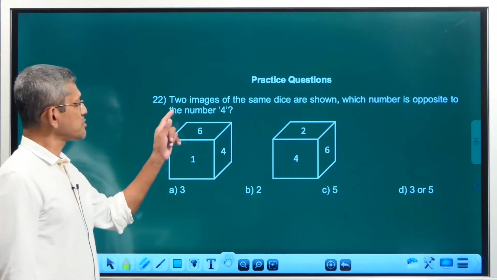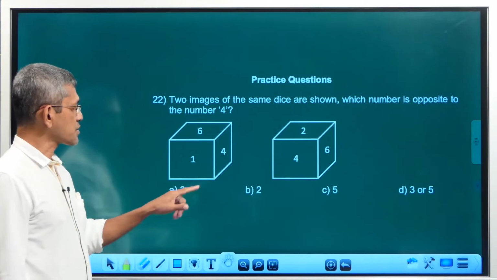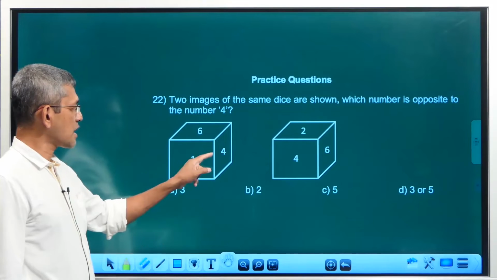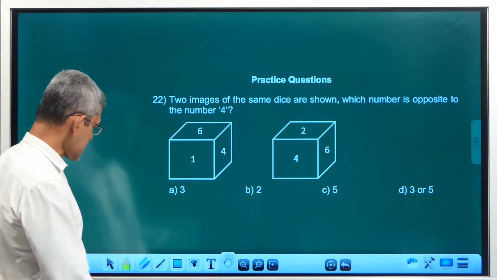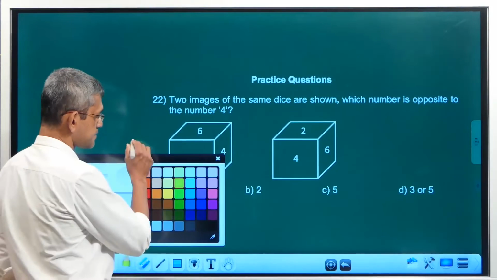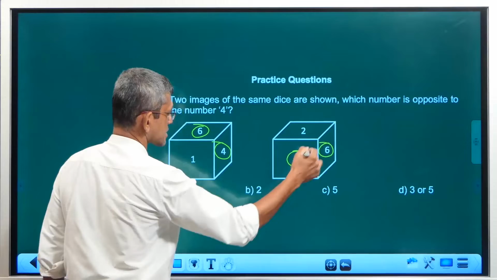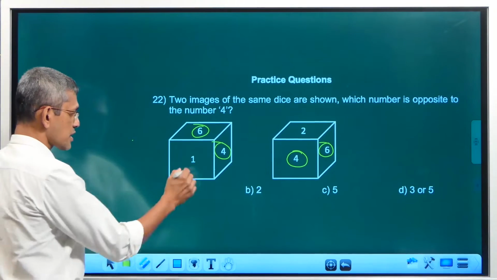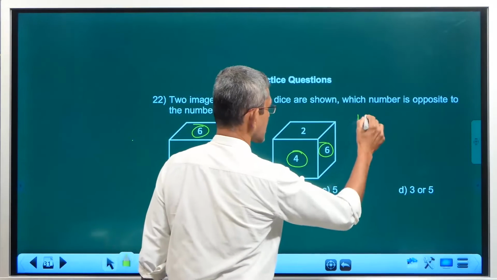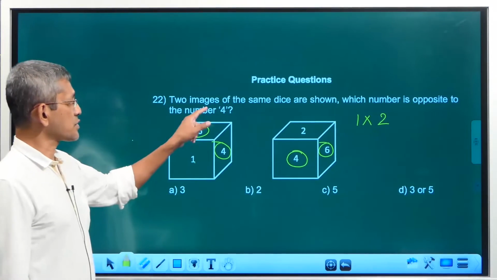Next one. 2 images of the same dice are shown. Which number is opposite to the number 4? So which is opposite to 4? Here we have 4 and 6. Okay, 4 and 6 are common. Alright, that's interesting. So 6, 4. And here 4 and 6. So 4 and 6 are 2 common numbers. That means we know that 1 must be opposite to 2. Okay, rule number 3. 1 must be opposite to 2. Perfectly alright. But what is the question?